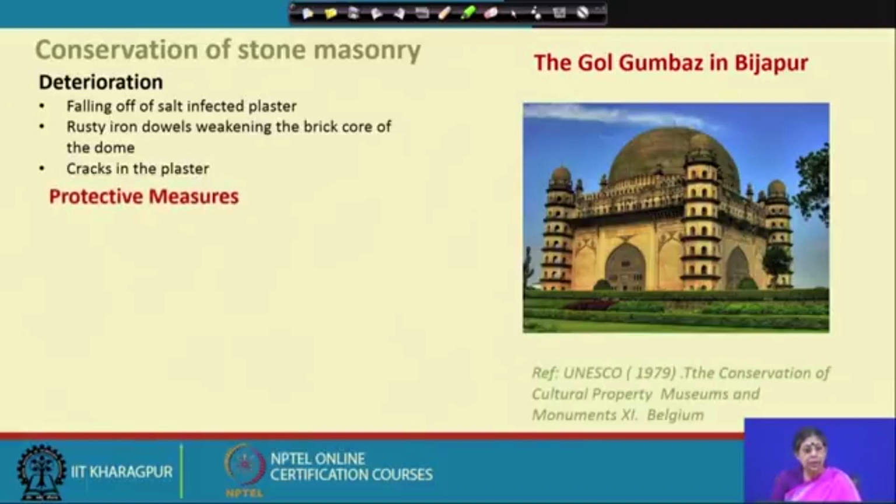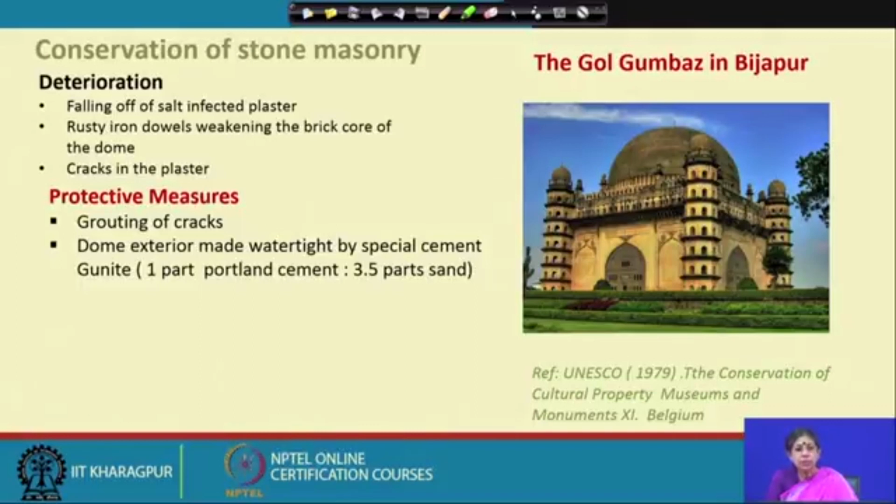So, let us see what protective measures were taken in this case. Now, this is basically a masonry structure made of brick and plaster and some stones, so it is a composite material structure. First of all, the cracks were grouted, and the dome exterior was made watertight by special cement granite, 1 part of Portland cement to 3.5 parts of sand. That composition is important, and again only experts experienced in such restoration and maintenance can say what is required.